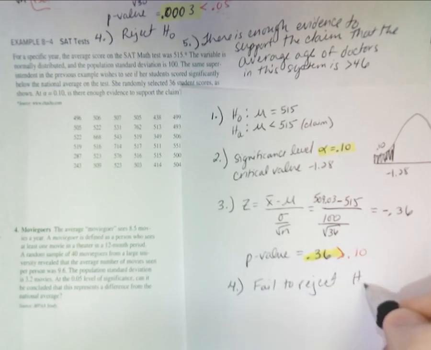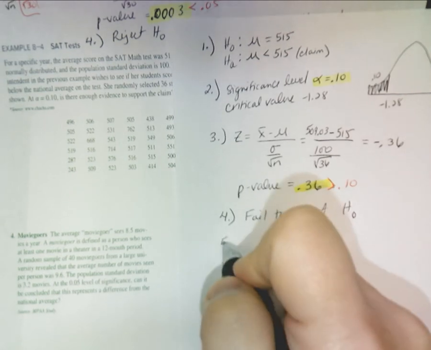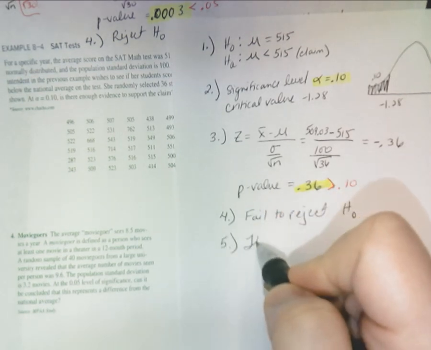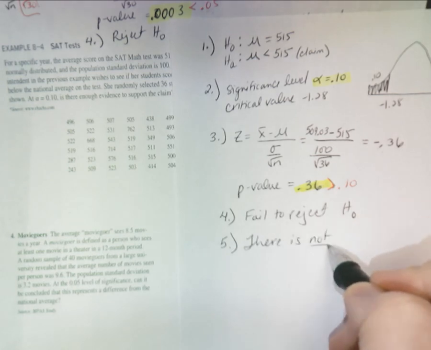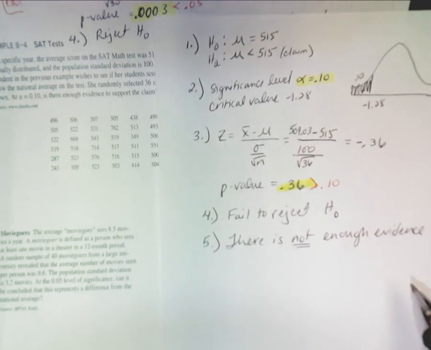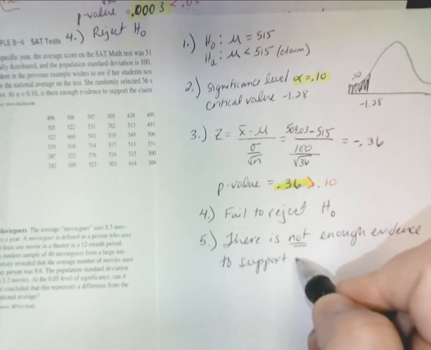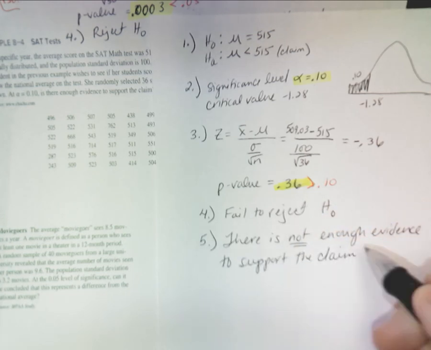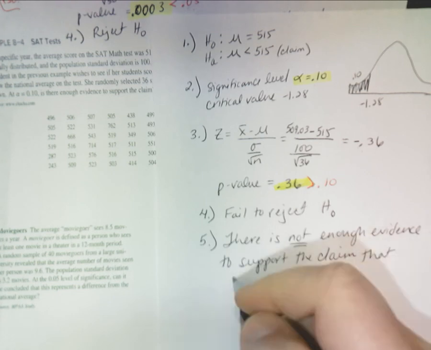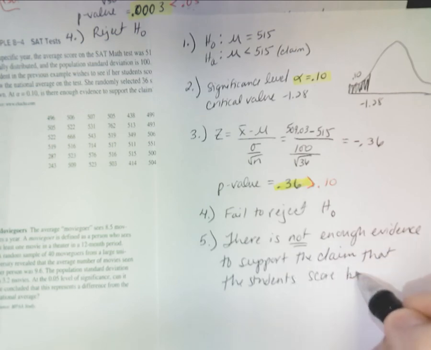Don't say, I don't reject. Say, I fail to reject the H0. And now state what that means. Here's what you would say. Step number 5. If you fail to reject, then there is not enough evidence to support my claim as a researcher that the students score below 515. Okay?